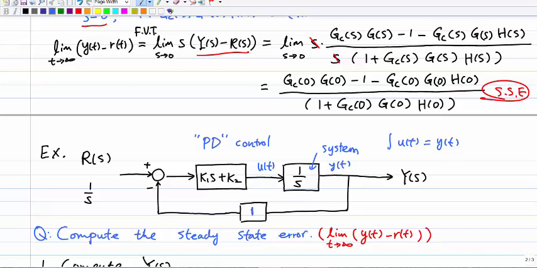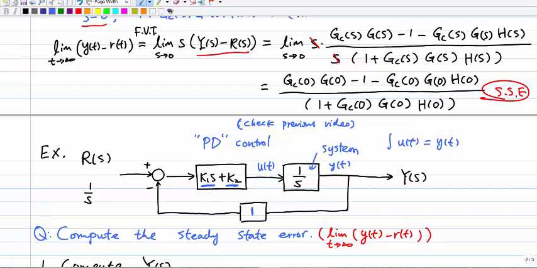And also my control is k1s plus k2, which is called PD control. This is my proportional control. This is my derivative control. Okay, if you don't know this, check my previous video, where I talk about what the PID control is. You can see why that's PD control.